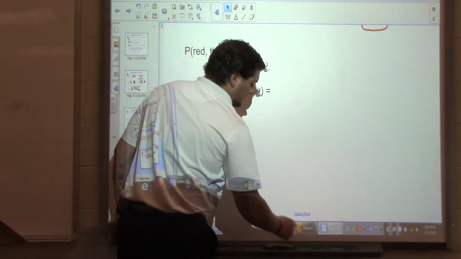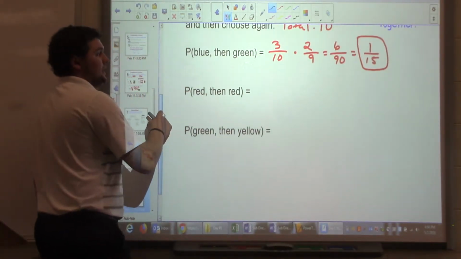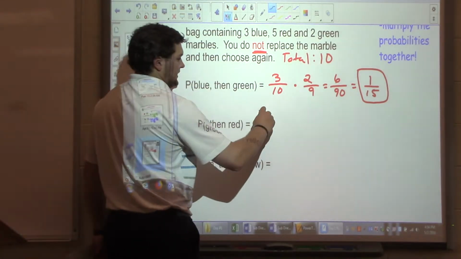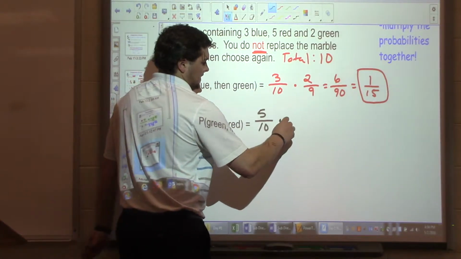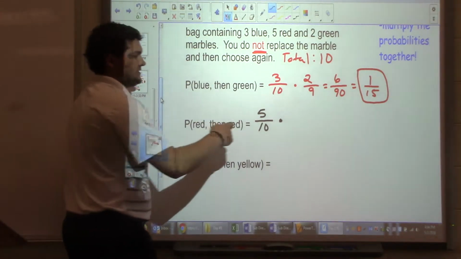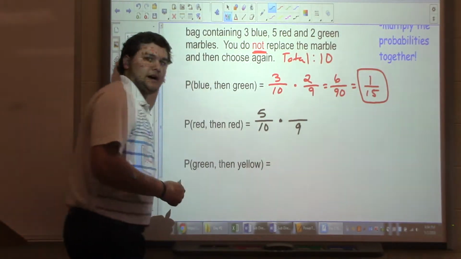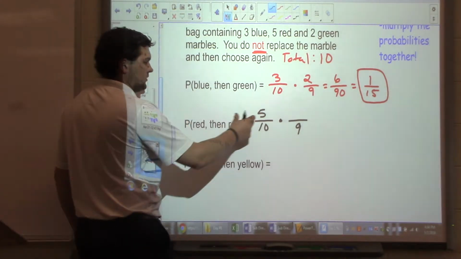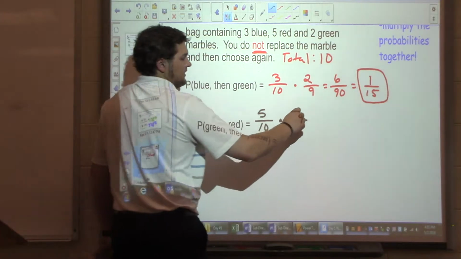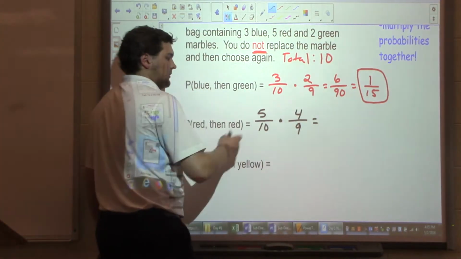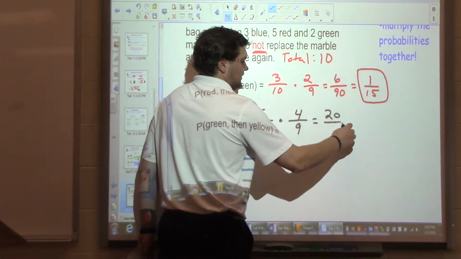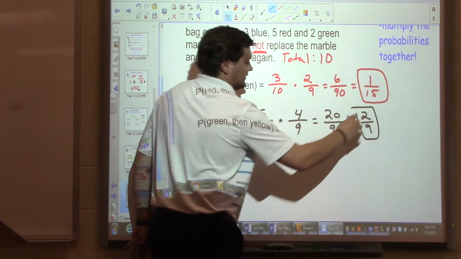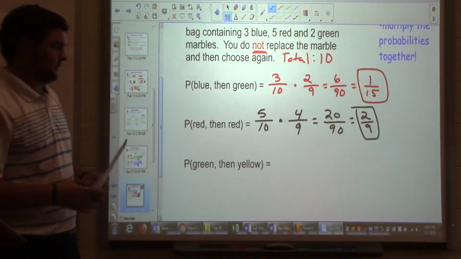Try another one. Probability of picking a red and then another red. Well, I have 5 red to start with out of 10. Times another red. Well, we said I pick one, I'm left with 9. Right? I didn't put it back in. Now, I picked a red out the first time, which means my total red in the bag went from 5 down to 4. So I'm left with 5 times 4 is 20 over 90 equals 2 over 9. Pretty simple.